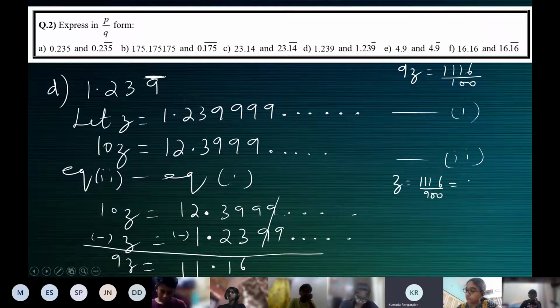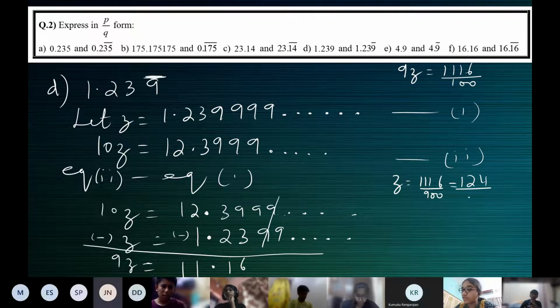So when I divide 1116 by 9, let me use a calculator so that I do it faster. I get 124, children. I get 124 divided by what is this? 100.